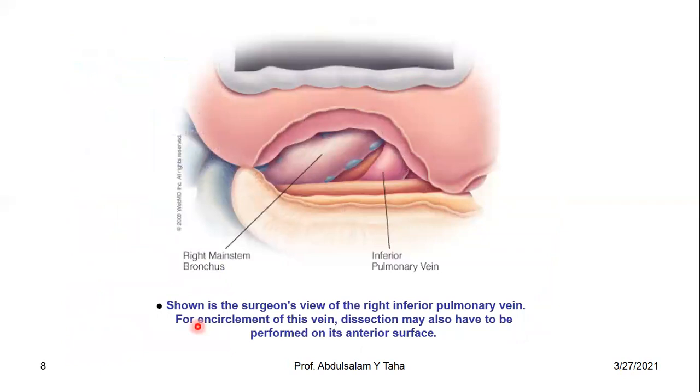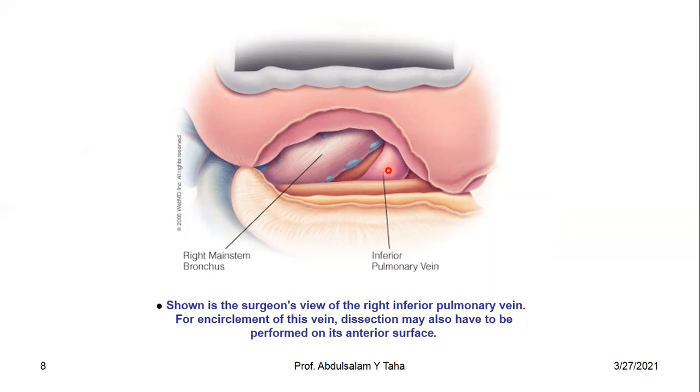In this view, we can see the posterior aspect of the right hilum. The lung is retracted anteriorly, and this is the right inferior pulmonary vein, which is located at the base of the pulmonary ligament. And this vessel actually is a short and broad vessel. For its full isolation, we need to do dissection at both anterior and posterior aspect of the hilum.